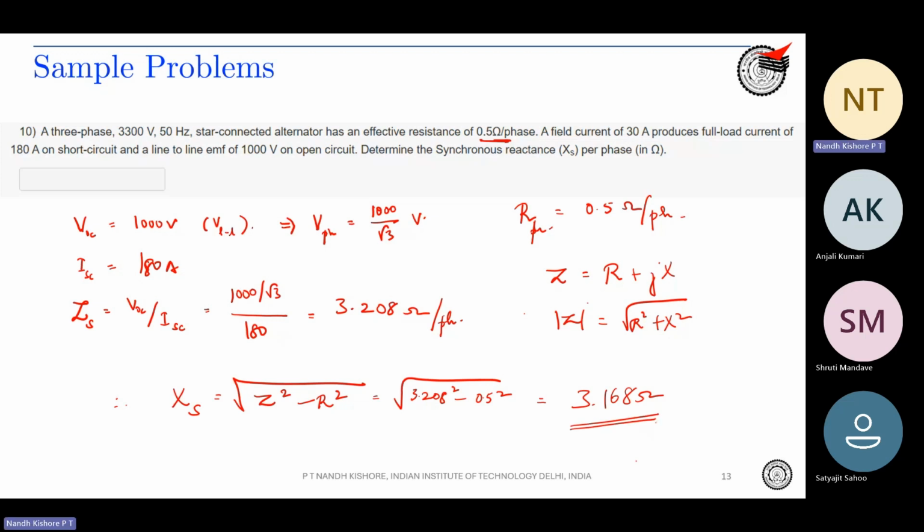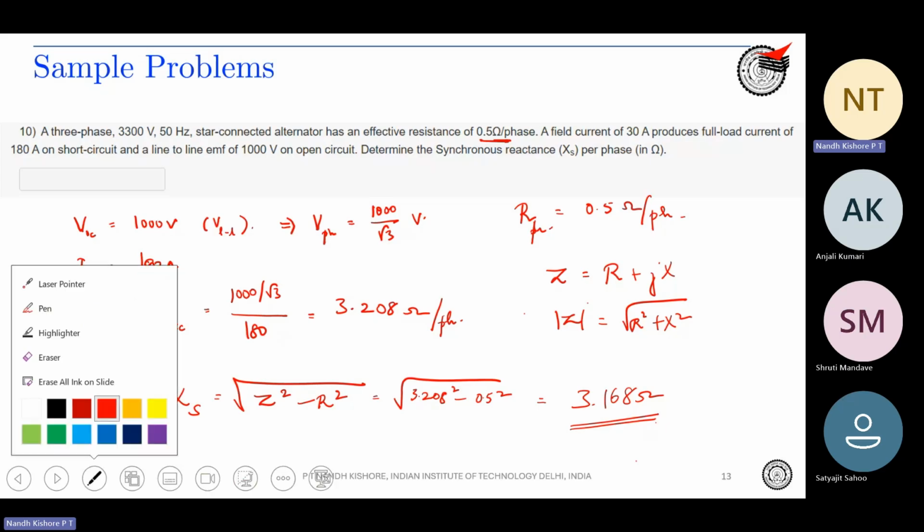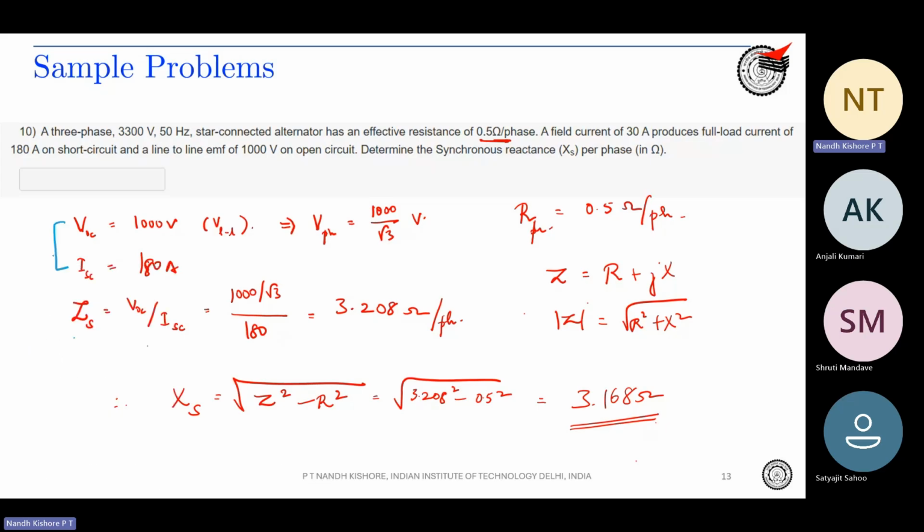Okay. Simple, right? They have given you VOC and ISC. From VOC and ISC you can calculate what is your Z, right? Of course, it should be per phase, so make sure it is 1000 by √3. And they have also given the effective resistance, so R phase is given. From this, you can find out what is XS. That is root over Z square minus R square. This is simple.